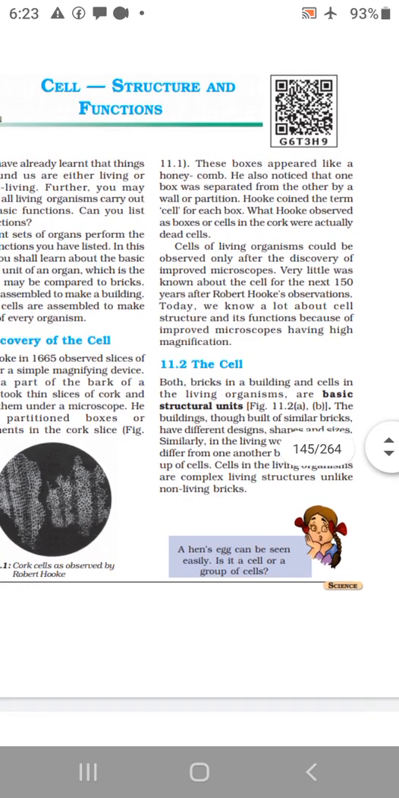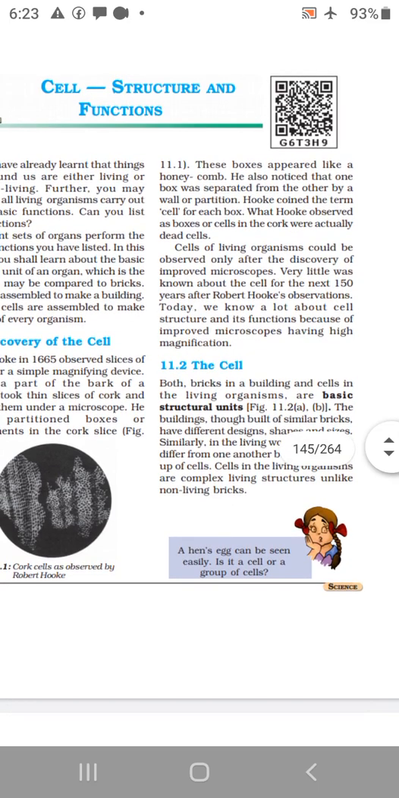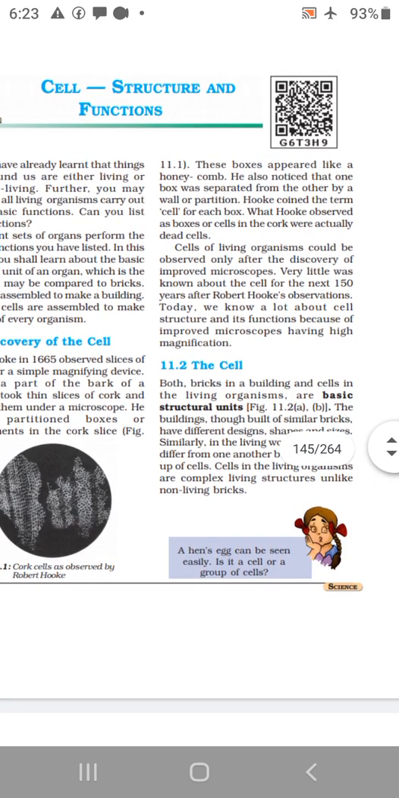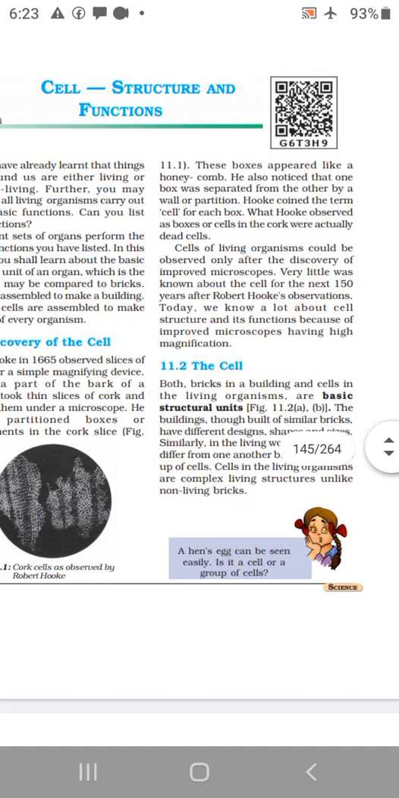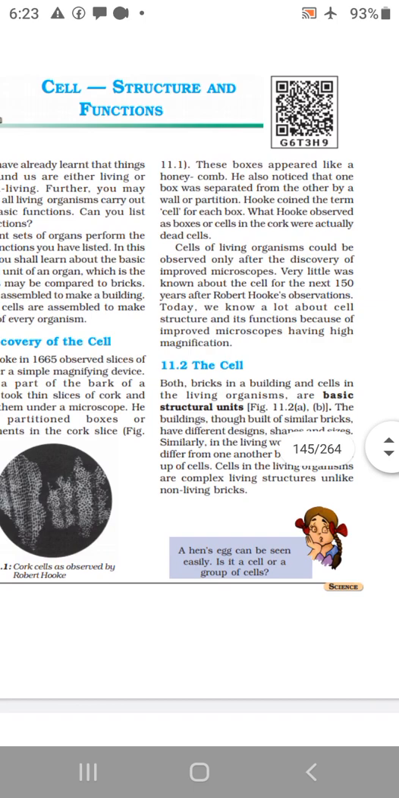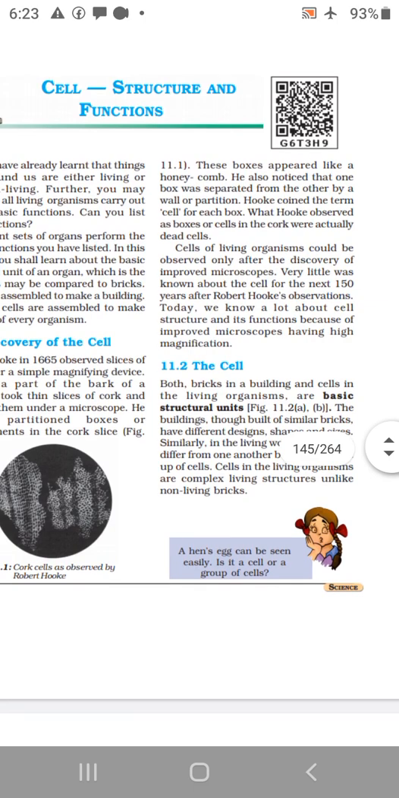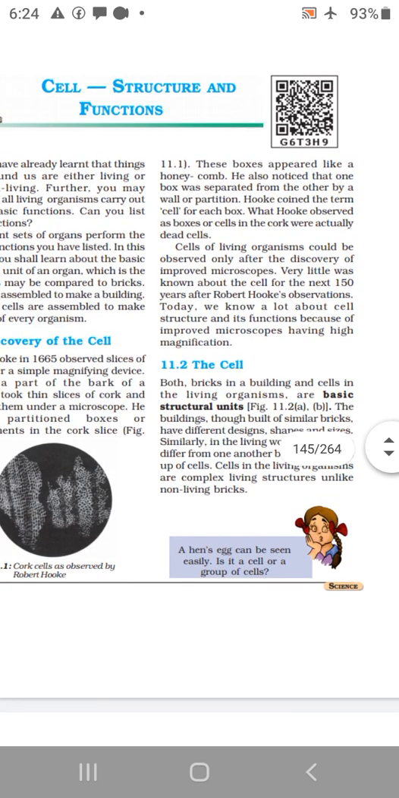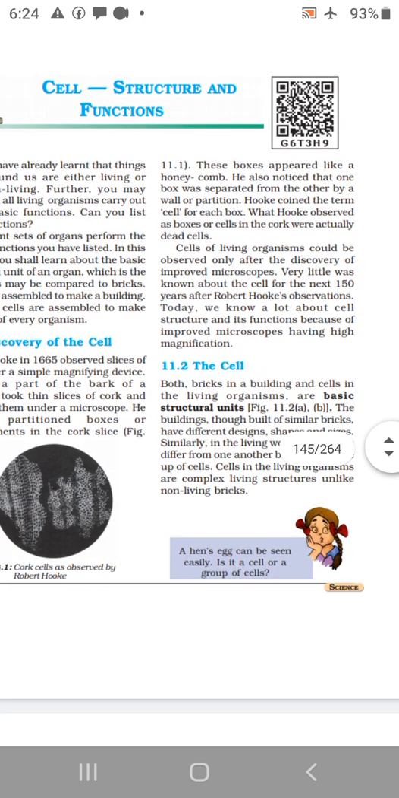What Hooke observed as boxes or cells in the cork were actually dead cells. The cells of living organisms could be observed only after the discovery of improved microscopes. Very little was known about the cell for the next 150 years after Robert Hooke's observation. Today we know a lot about cell structure and its function because of improved microscopes having high magnification.